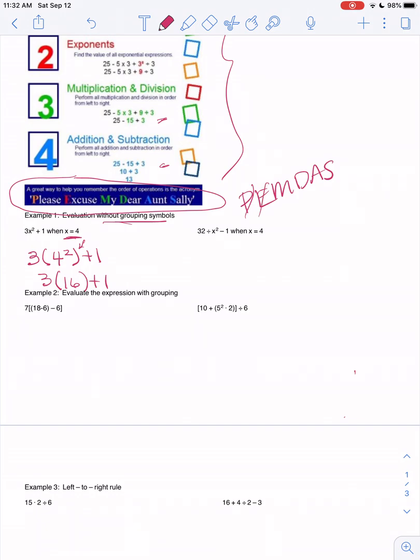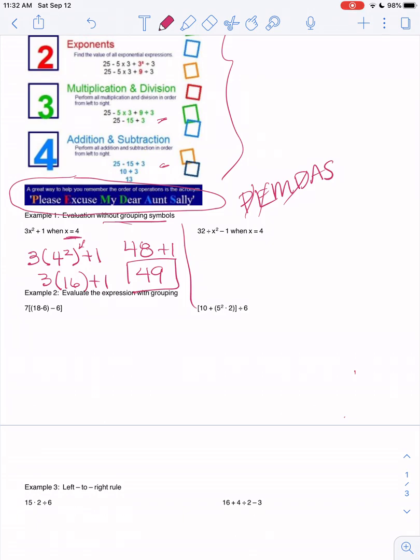Now we're looking for multiplication, working left to right. It looks like we have 3 times 16, which is going to give us 48, plus 1. We took care of multiplication and division. Now we're doing addition and subtraction. It looks like the answer we're looking for is 49.